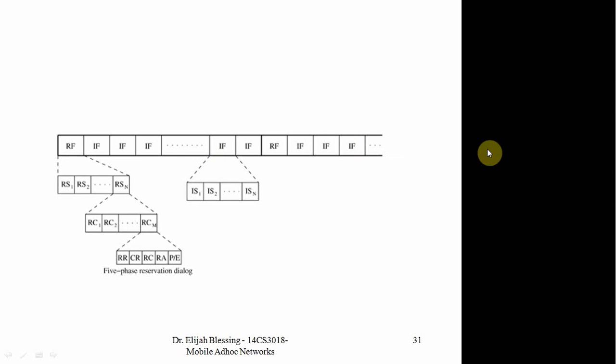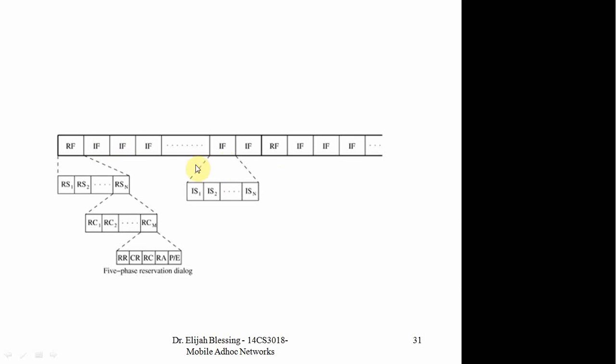So let's now quickly look in detail at what those RF reservation frames are and how they are composed, because we always studied that each frame is divided into slots. So try to recall that even though you have multiple frames here, the RF frame will also comprise a few slots, am I right? And then the IF frame will also have a few slots.